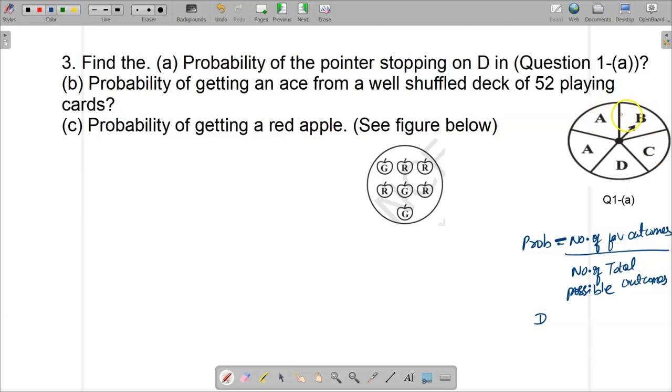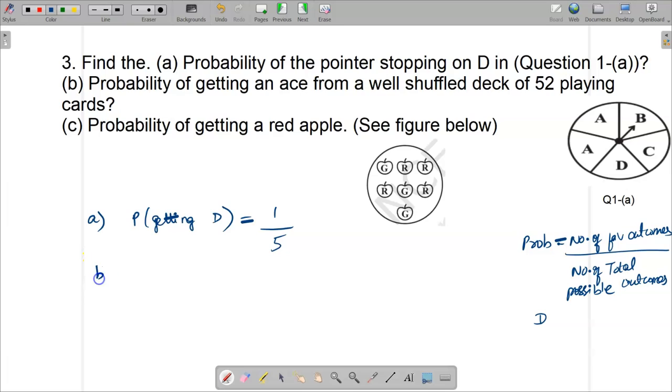There is a chance to get D only one time out of 5 outcomes. What are all the outcomes? A, B, C, D, A, right? So out of 5 possible outcomes, I can get the option D only one time. So the answer for A: the probability of getting D is equal to 1, I have only one chance, out of A option, B option, C option, D option, A option. So the number of possible outcomes is 5, and the answer is 1 by 5.